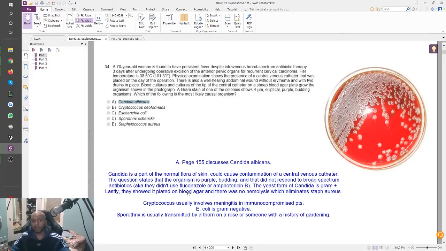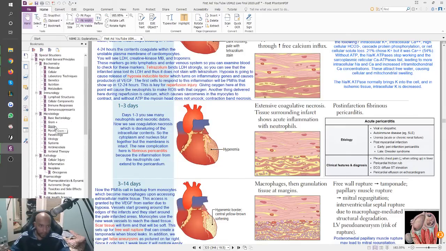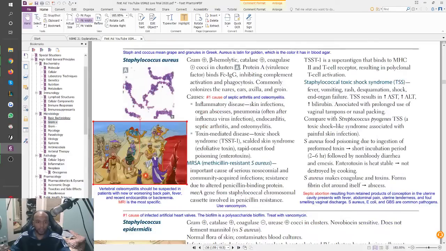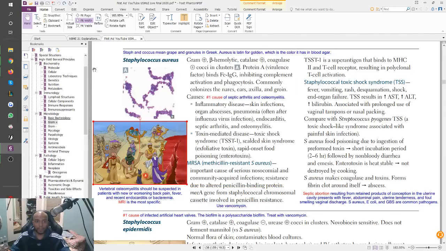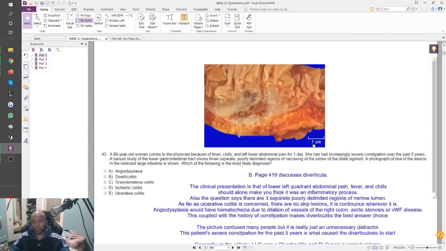Lastly, they showed it plated on blood agar and there was no hemolysis, which eliminates Staph aureus. Staph aureus is beta hemolytic, right? Because you know from the Sketchy Micro image that it causes beta hemolysis. And the first picture you learn about in Sketchy Micro is this Staph aureus, and this is the beta bulb right here. So none of those things were really fitting. I know it can be pretty intimidating on the real test, but you have to be calm and comfortable because you're going to get 200 questions, so you can't really take any of these early questions roughly.